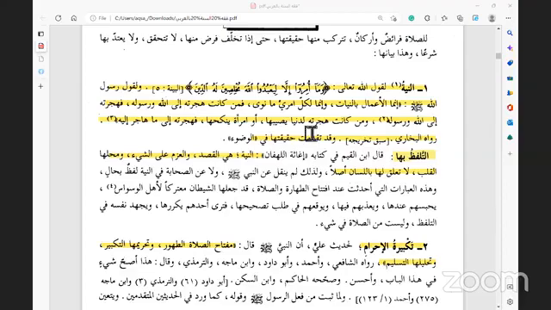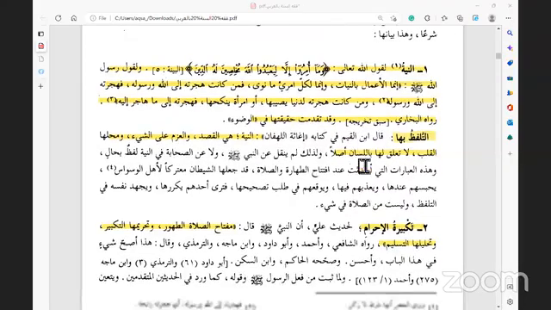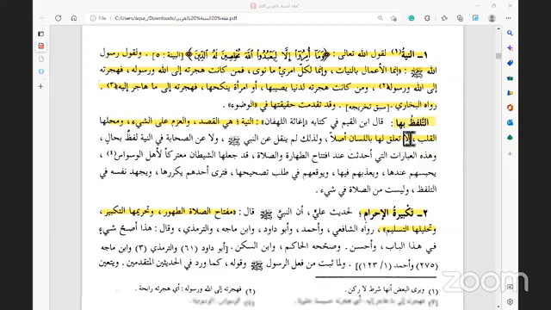Good luck. All right. Now, the question is, do we have to say and utter the niyyah, our intention? So what does that look like?